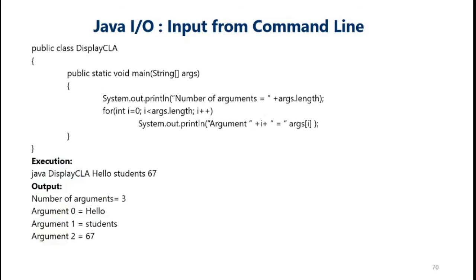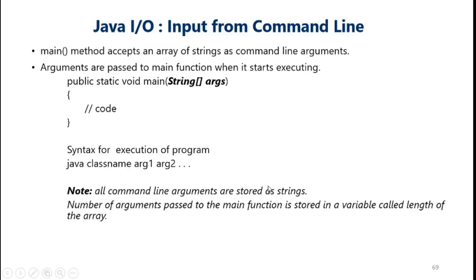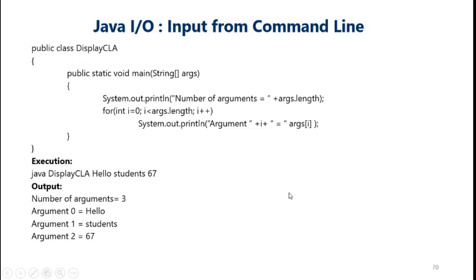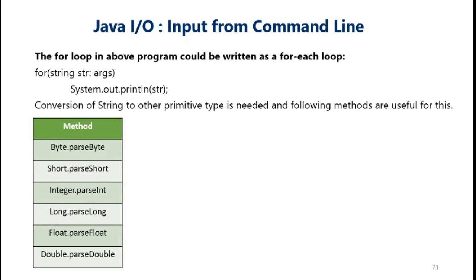So whenever we are passing values through the command line, by default those are stored as strings. And if you want to do manipulation of those values, then you need to convert those values, and for that you can make use of these conversion functions.